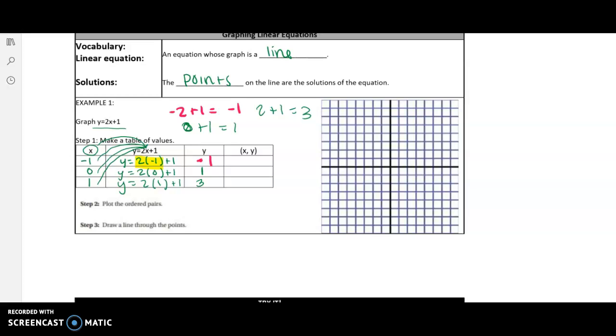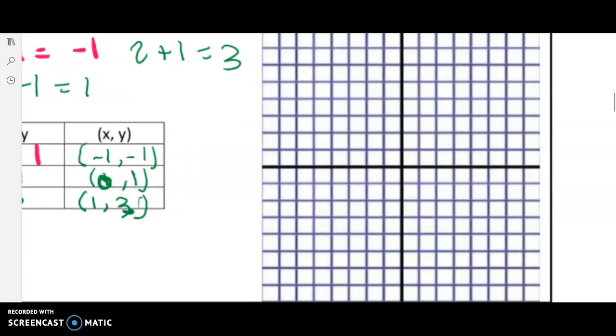And so now we have to write these as points, as if it's on a graph. So we are going to just take our x's and their new y's, and we're going to write them as a point. So -1, comma, -1. Then 0, 1. So when we plugged in 0, we got 1. And when we plug in 1 for our x, we got 3 for our y. So now we plot those on the graph.